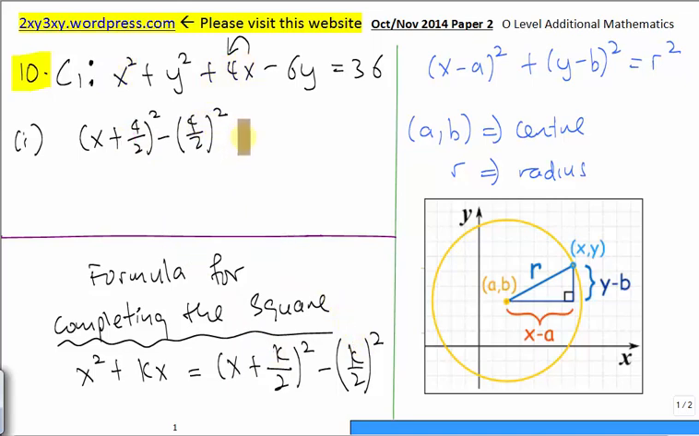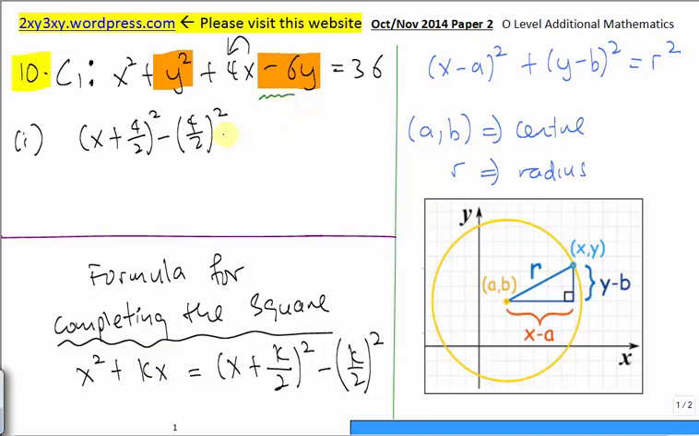Now I'm going to complete the square for the variable y. So this is y squared minus 6y. The k for this case will be negative 6. K is always beside the variable x or y. So now the k is negative 6.